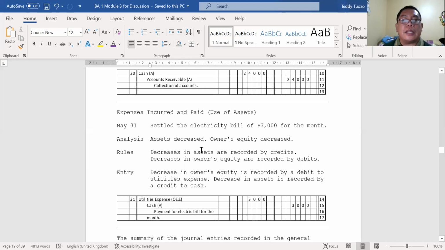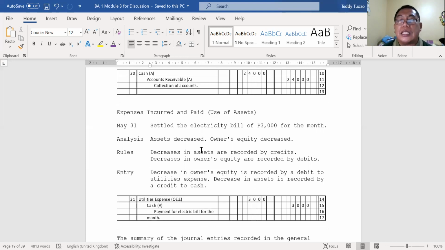May 31, settled the electricity bill for 3,000 for the month. Kaina ato ni electric telephone bill, no? Ani na receive. Diri settled, buti pasabot tagbayaran na an electric bill. So debit to utilities expense because the expense account here is decreased.